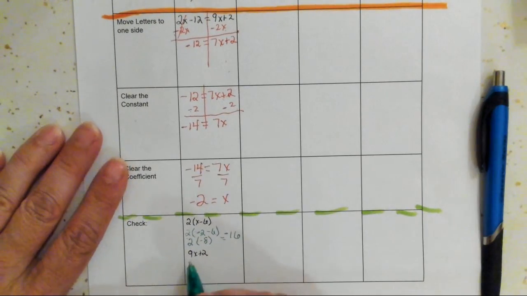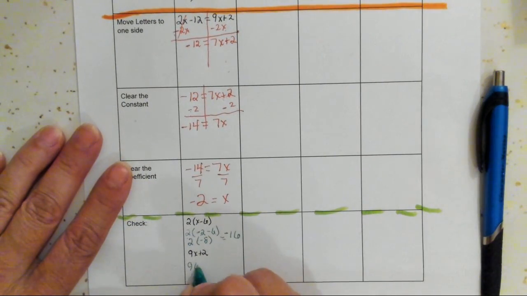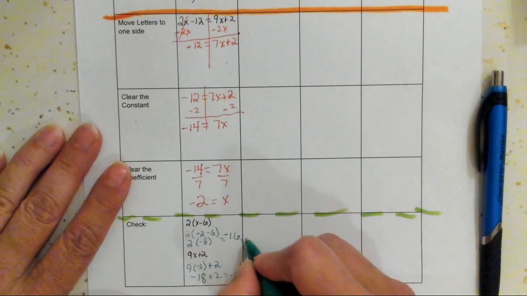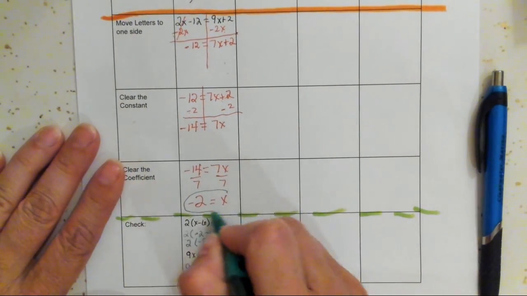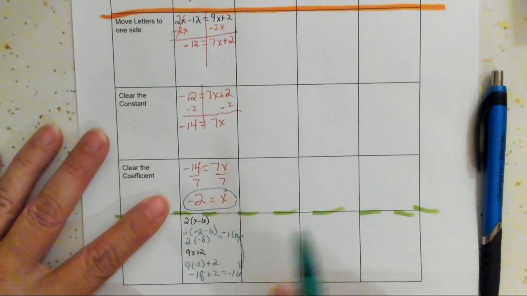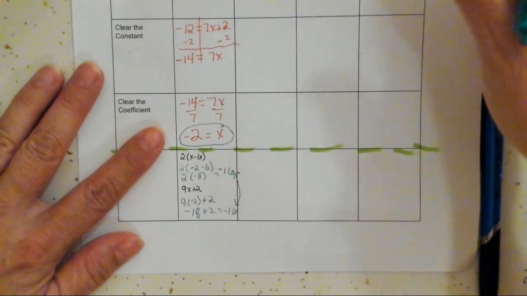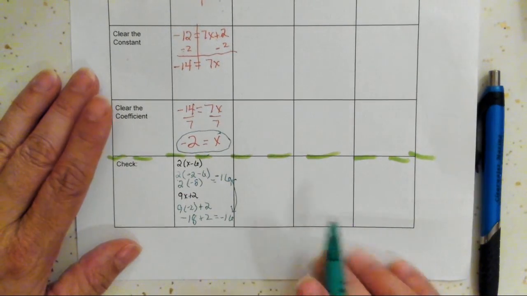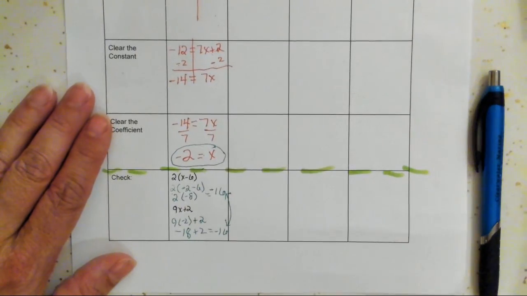And then I try it on this side. Again, I plug in the negative 2. And I get negative 18 plus 2. That's also negative 16. So because this number balances my equation, when I plug in negative 2, I have the solution. So there is proof that negative 2 is the answer.